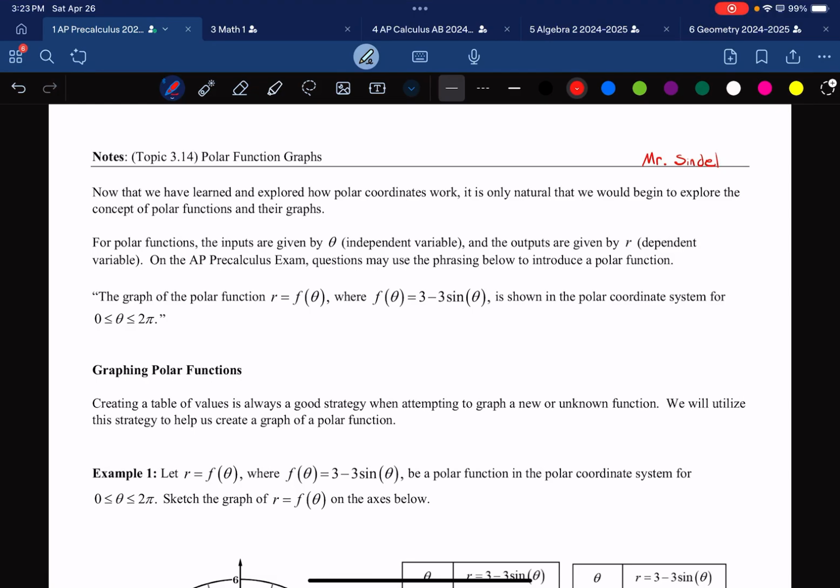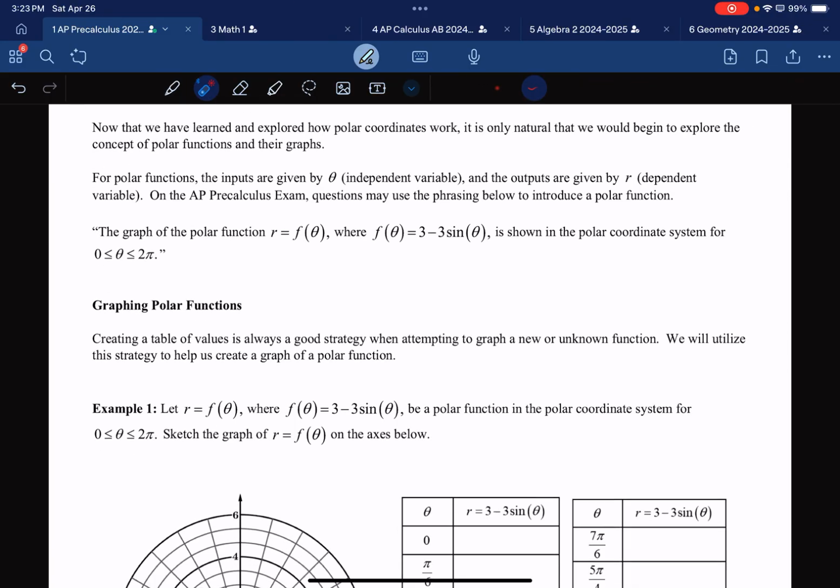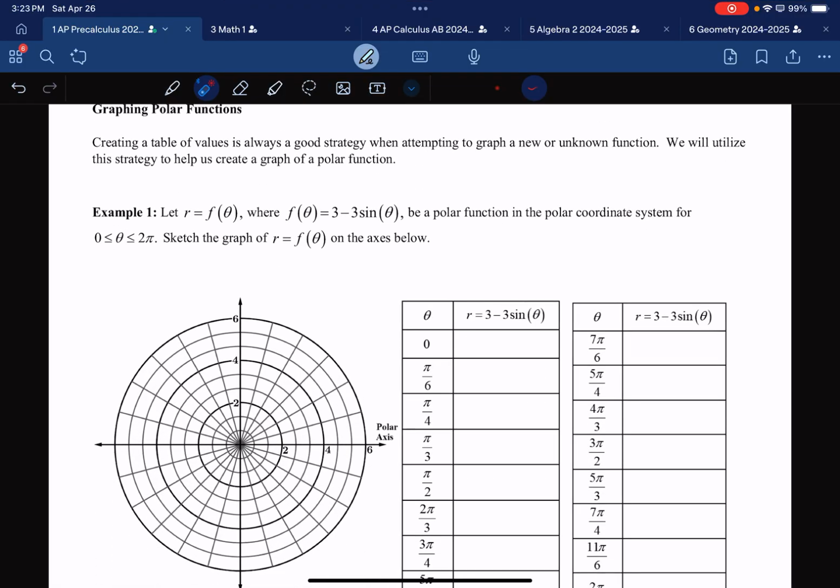This is AP Precalculus notes for topic 3.14, polar function graphs. In the last lesson, we were able to graph points on polar functions, and now we're going to graph the entire functions themselves. So it's hard to graph functions. Luckily, on the AP test for Precalculus, you'll never be asked to graph a function.